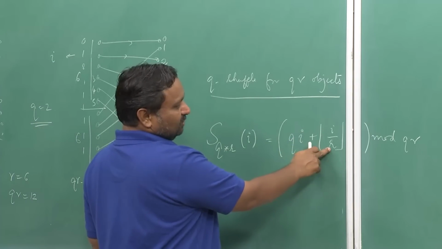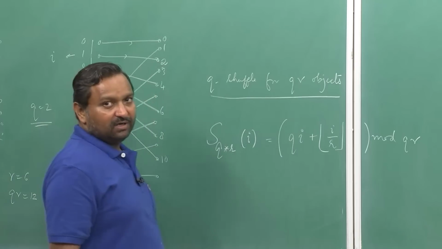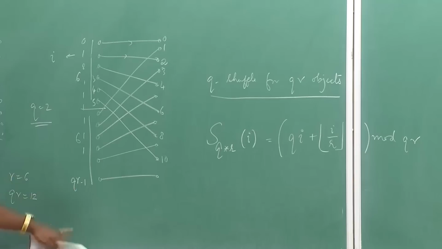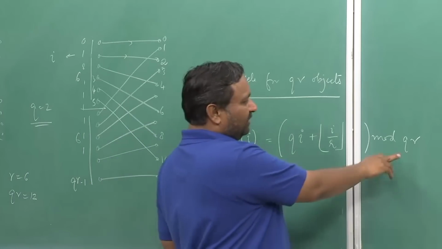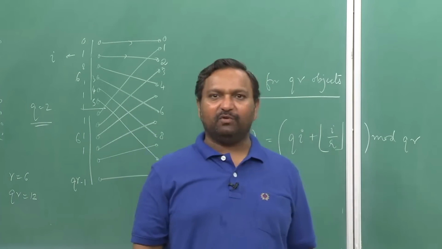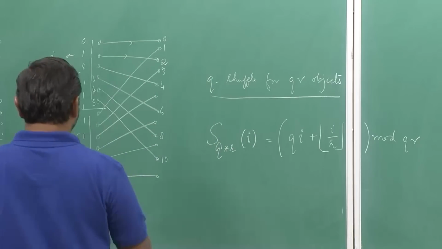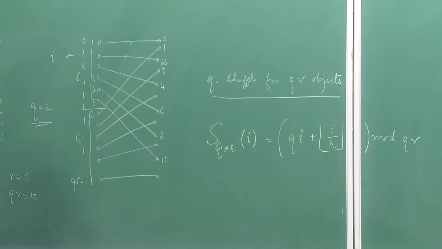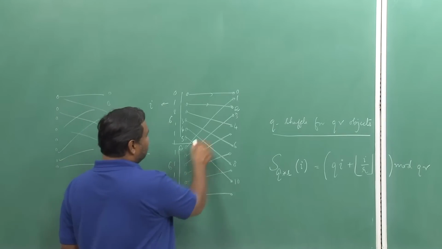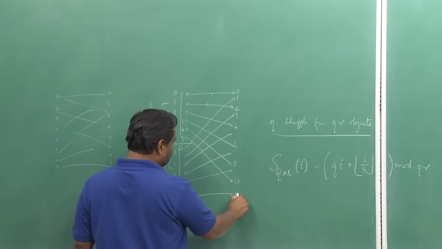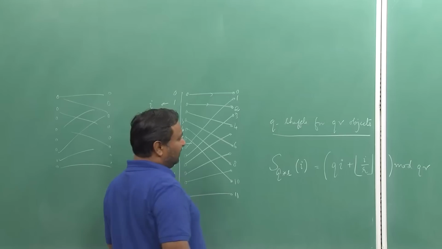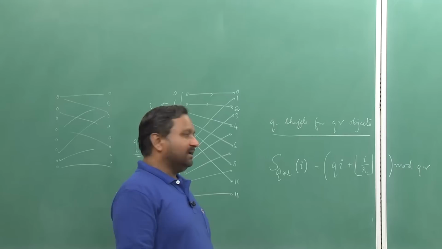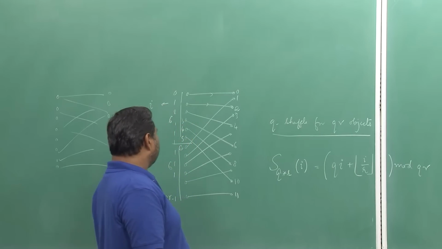6 by 6, so now the floor function will give me 1. So 12 plus 1 is 13. QR is 12 and this is a modulo QR operation. So 13 modulo 12 will give me 1. So the 6th one gets connected to 1. The 7th one will get connected to 3 and so on, and the 11th one will get connected to 11th. So this is how the shuffle is being represented mathematically.